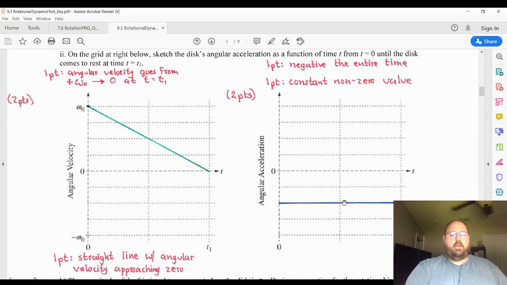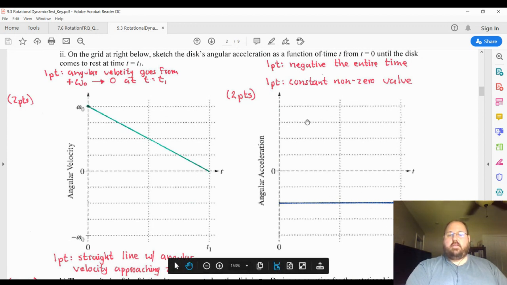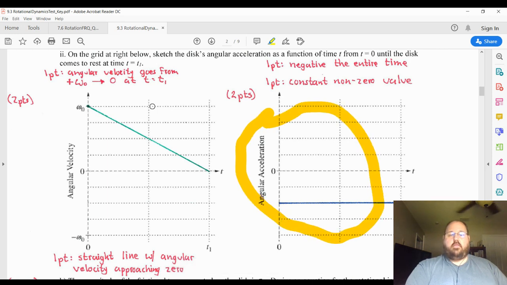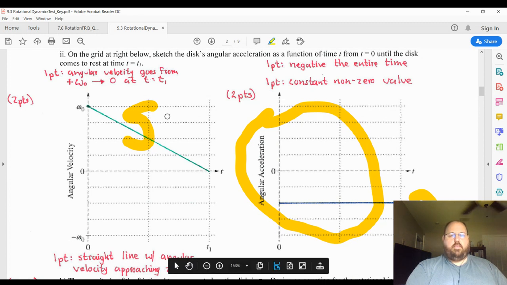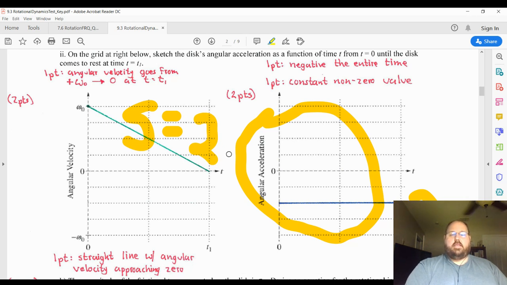How do I know that it's straight? Because the acceleration is constant. So remember that this graph over here is the slope of this graph right here. So if this graph has a value of -2, just for example, then this slope would be -2 as well. And so that's how I know that this has a constant slope, because this has a constant value.